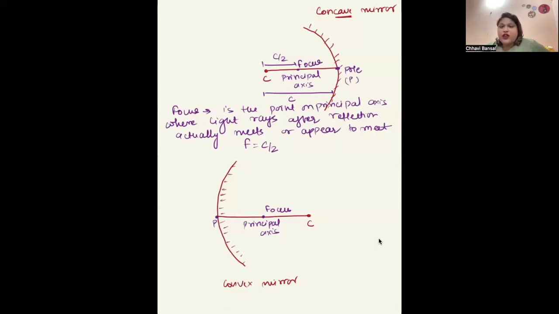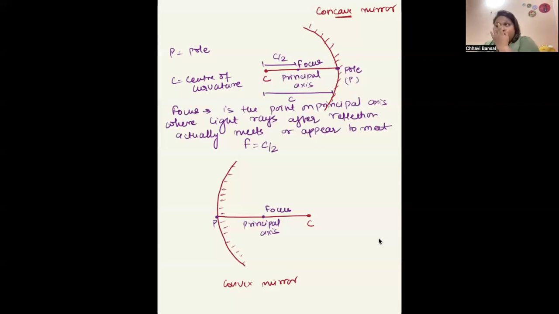So in both concave and convex mirrors, there are three points. C is the center of curvature. P is the pole, and the line joining the center of curvature to the pole is called the principal axis. What is focus? We already did. It is a point on the principal axis where light rays after getting reflected actually meet or appear to meet. And the distance of the focus is equal to half of the distance between the center of curvature and pole. Clear? These are two types of spherical mirrors which we are going to study in detail.